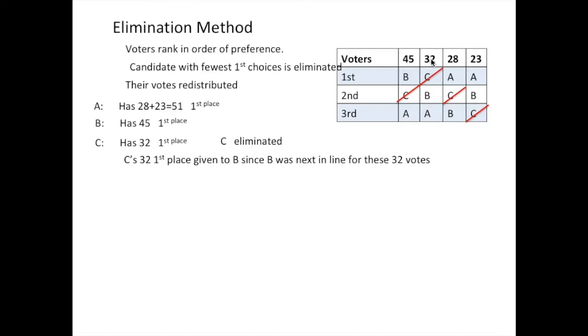Okay, so for the 32 votes, who's preferred? B or A? Well, B. So B is going to get those 32 votes. B now has 45 plus 32 is 77. They have 77 first choices. So that means B wins. So A has 51, B has 77, and C was eliminated.